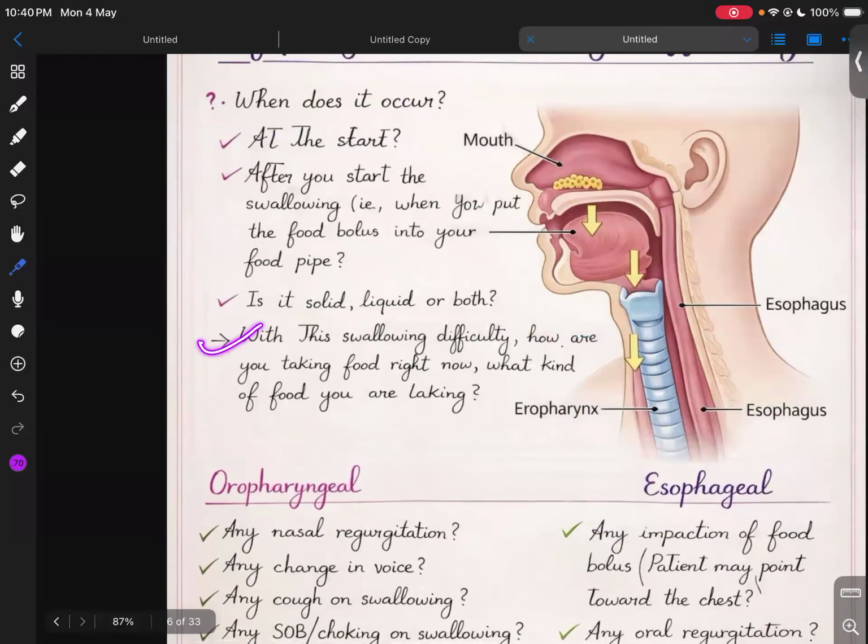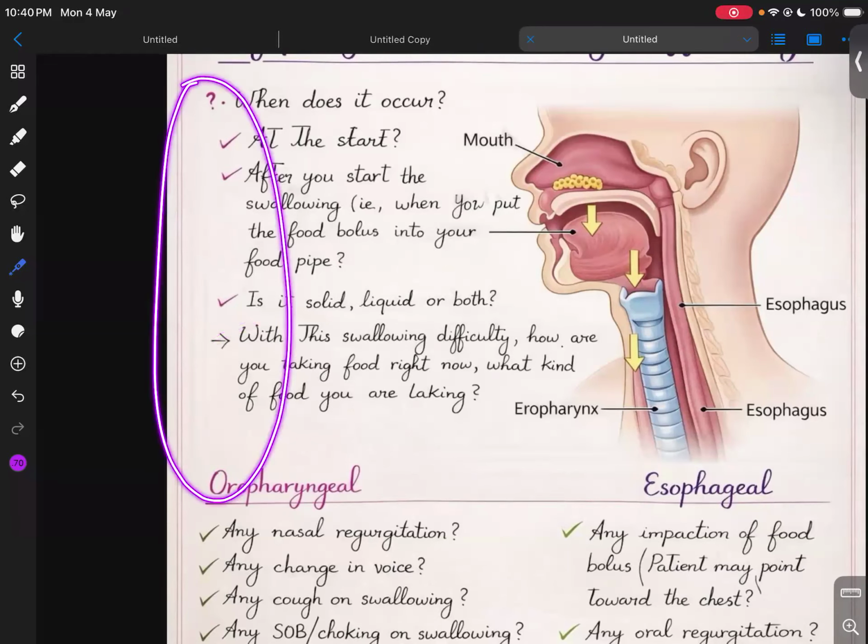Then this is the question of welfare. You are caring for the patient, so with this swallowing difficulty, how are you taking food right now, what kind of food are you taking? It may be that the patient is unable to take food right now. So we have to ensure the nutrition of the patient. To ensure the nutrition, we have to ask this question. So these are the initial questions.